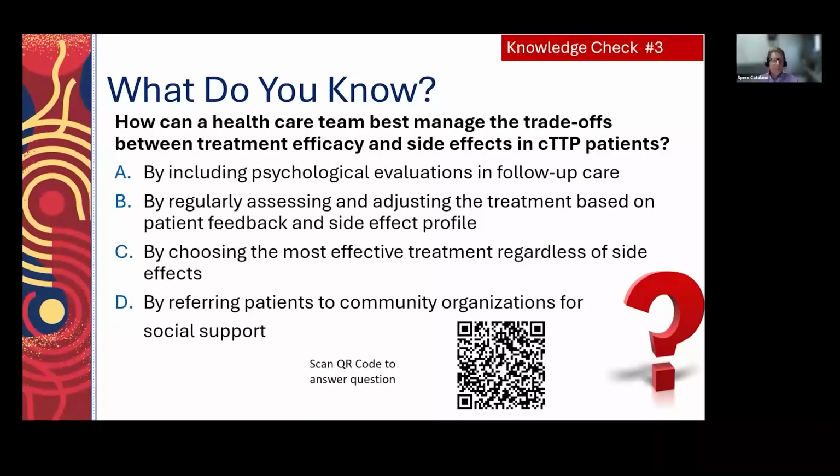And the third question, how can a healthcare team best manage the trade-offs between treatment efficacy and side effects in congenital TTP patients? A, by including psychological evaluations in follow-up care. B, by regularly assessing and adjusting the treatment based on patient feedback and side effect profile. C, by choosing the most effective treatment regardless of side effects. Or D, by referring patients to community organizations for social support.